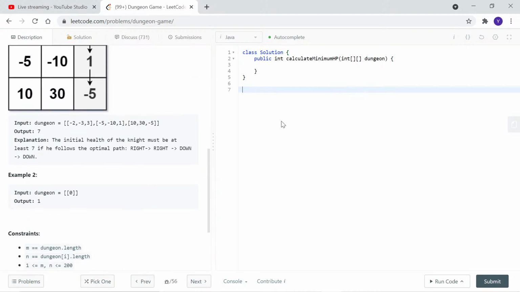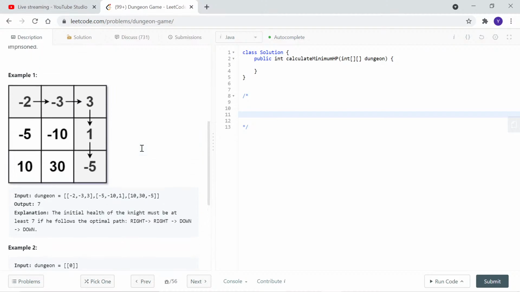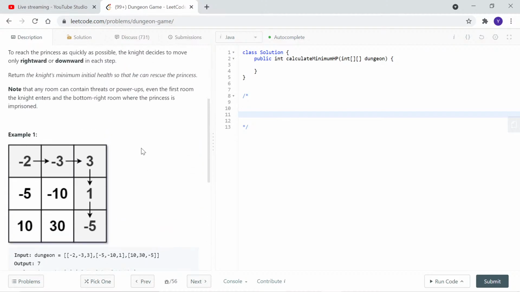So this question is asking for the minimum value. Generally, this type of question can be done using dynamic programming. So we need to firstly define the DP array.